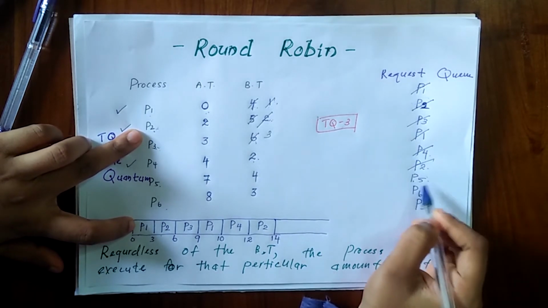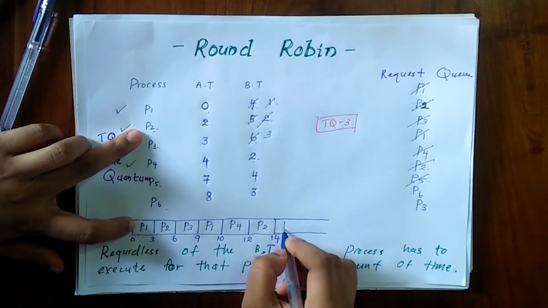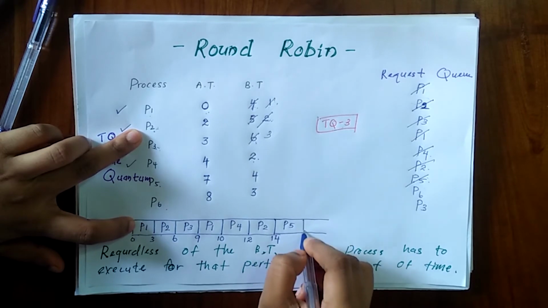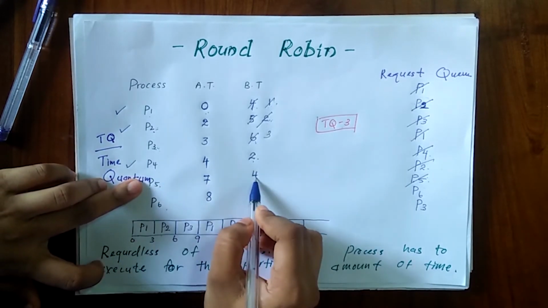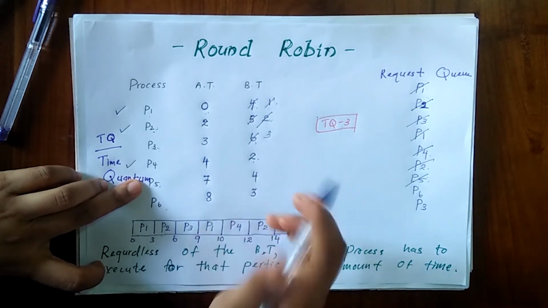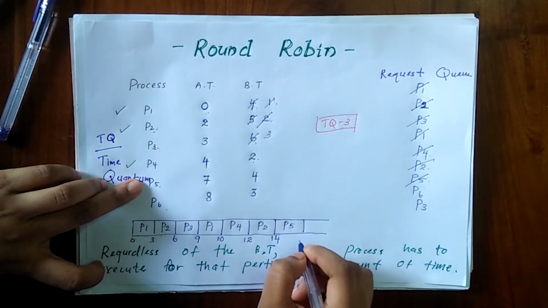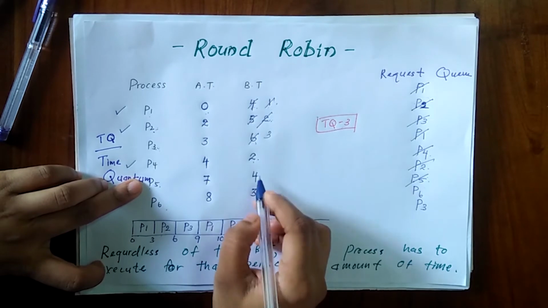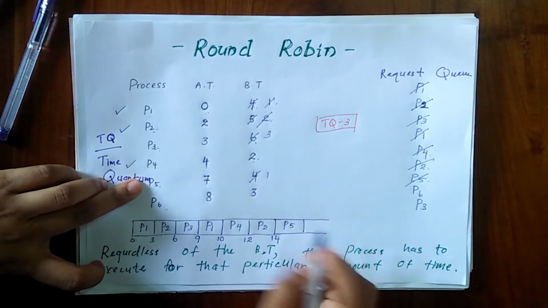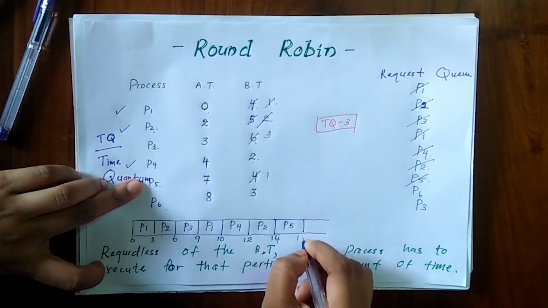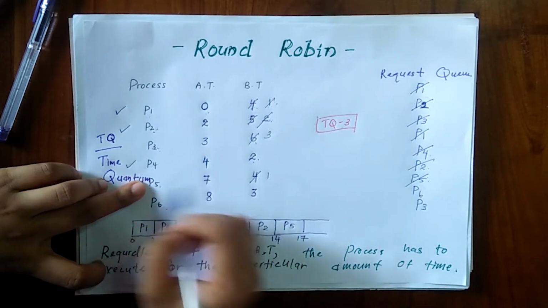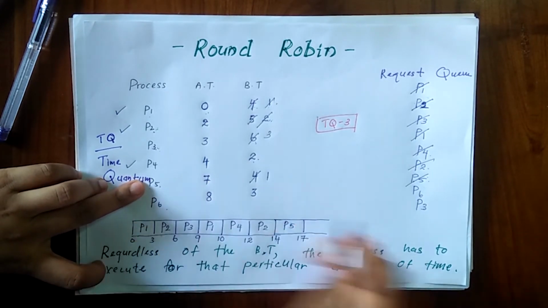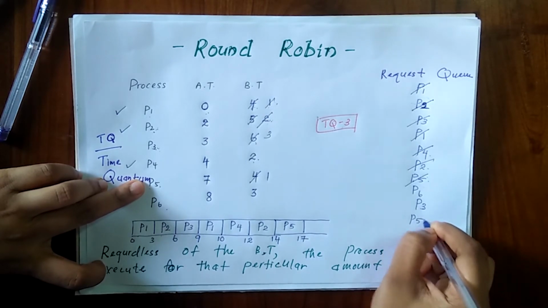It is P5. So we are going to place P5 here. Right? And P5 it is 4. Right? So again we have to get only 3. So 1 is left. So 14 plus 3, 17. Right? So P5 we have 1 left. So we are going to place P5 here again.